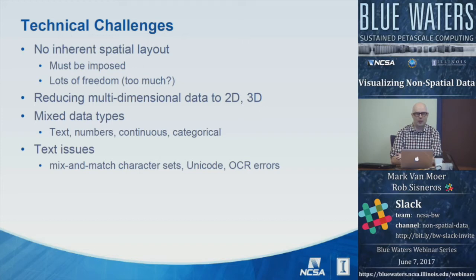You can have a total mix of text data and different types of numbers. They can be integers or floating point. You can have continuous data, you can have categorical data, and not every datum is going to have every one of those attributes. So how do you deal with non-existent data is another issue.